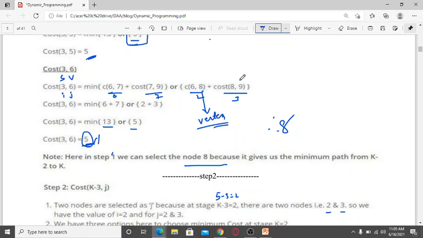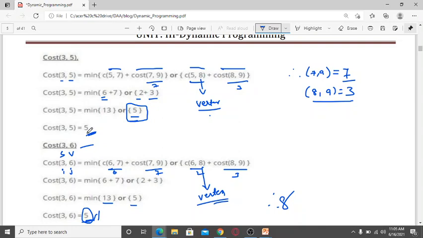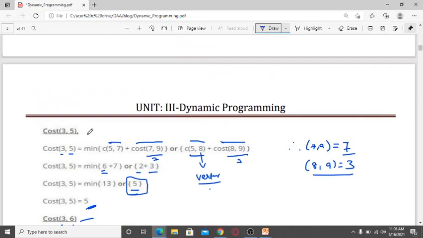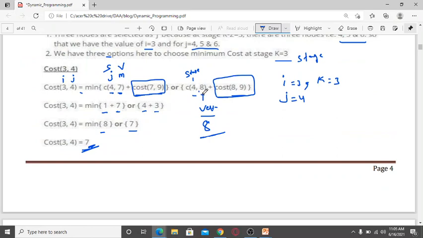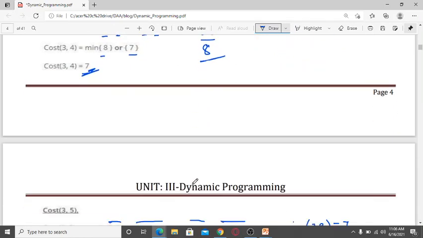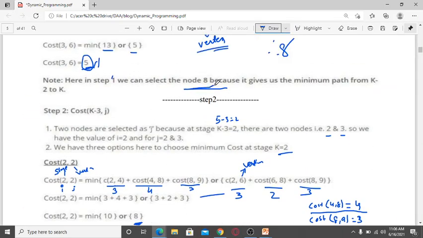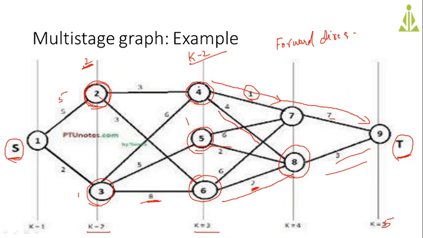So here you need to check, okay, 3 comma 6 minimum cost we are getting with the help of vertex 8. 3 comma 5 we are getting the answer 5 as the minimum, with the help of vertex 8. Same for vertex 3 comma 4, here also we are getting this minimum cost with the help of vertex 8. So vertex 8 is present in the tree, so we are selecting node 8, because it gives us the minimum path from k minus 2 to k. K minus 2 to k means from 4 to 8, 8 to 9, when you go it is a minimum cost.